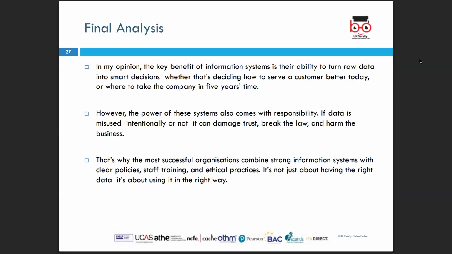So we've now come to summarizing that the power of this system can also come with responsibilities. If data is misused, intentionally or not, it can damage trust, break the law, and harm businesses.